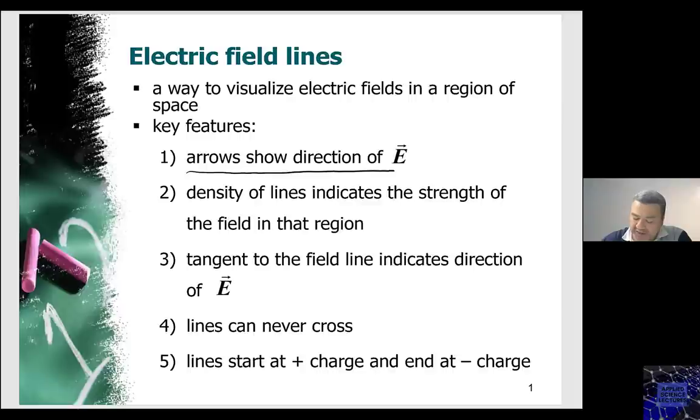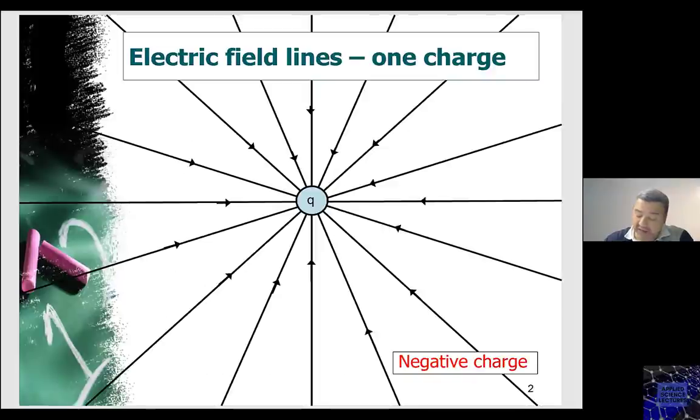Usually the direction of the electric field is tangential to those lines, as we will see later on when we look at field lines that are curved. The tangential component is the component that defines the direction of the field. Also, those lines never cross, and they start from the positive charge and end at the negative charge. So let's look at those lines for the point charge case, where my charge is a negative charge.